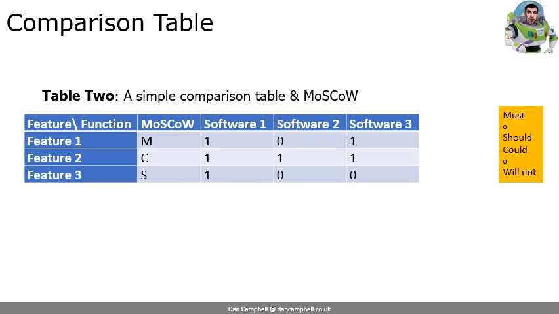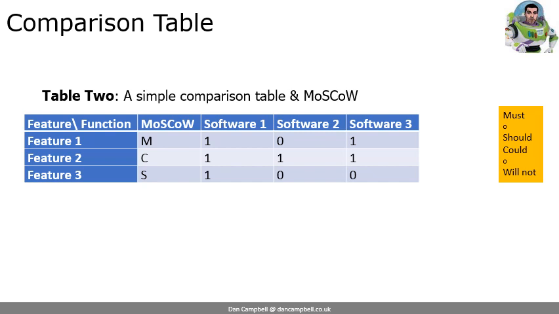In terms of the comparison table, we can add a new feature to the actual comparison table. We can prioritize the features or functions which we are looking at in terms of the software in this case. So I've got the example here using MoSCoW, and in the gold box is what we mean by MoSCoW. So must, should, could, will not.